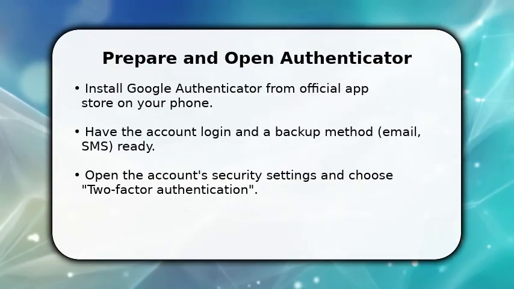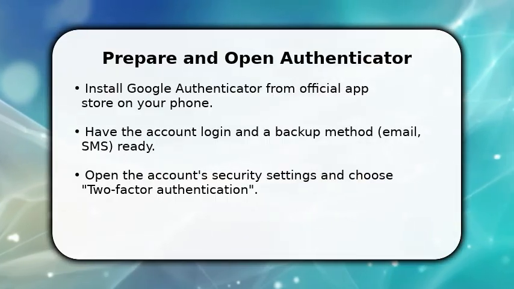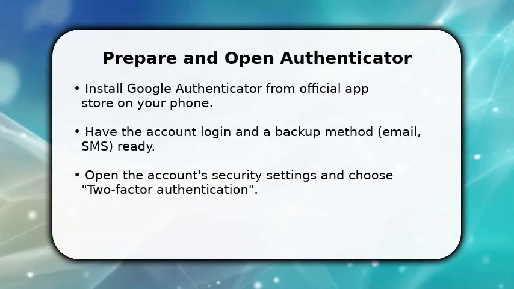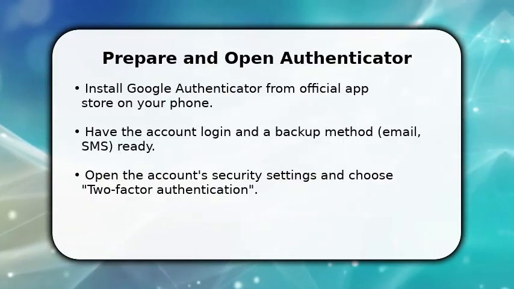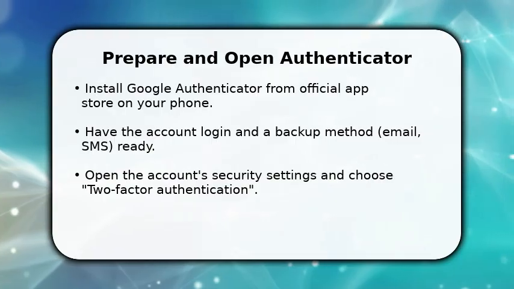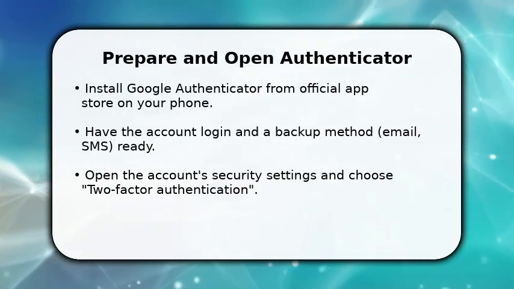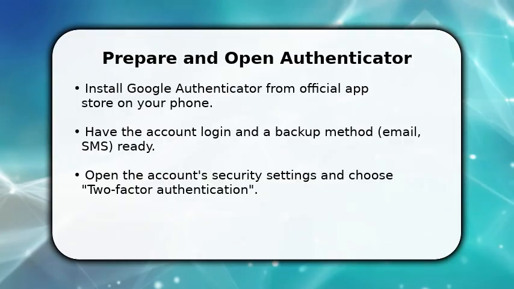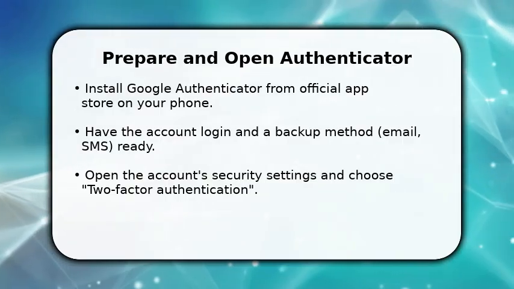You start by installing and opening Google Authenticator on your phone. Do that now. Once open, sign into the account you want to protect and go to Security or Two-Factor Authentication. Make sure you also have a backup contact method ready, like email or SMS, because you'll need to verify.